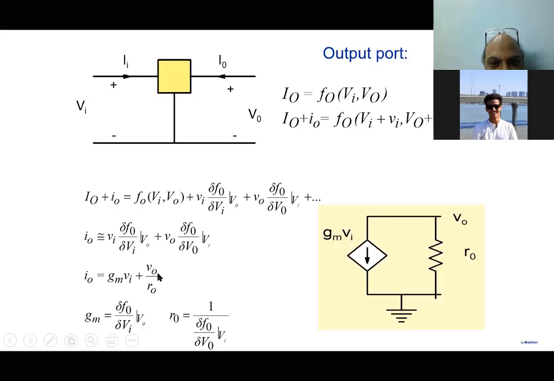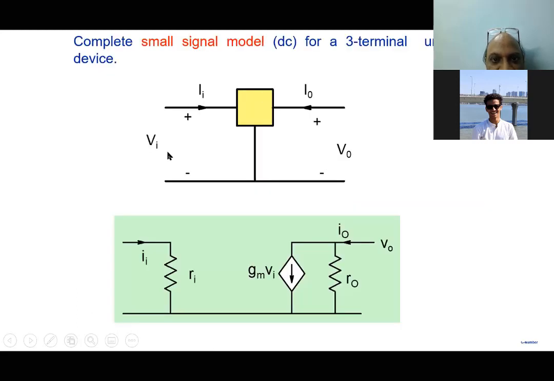So basically this one you can see here could be represented by these two elements. I0 is the current entering from here. The first term is GmVi, so we represent it by a voltage dependent current source here. The second term is V0 by R0, so we represent it by R0 here. So the complete small signal model of a three-terminal device is this one here. From the input side, a resistor Ri. From output side, GmVi and R0 here. So what it says is any nonlinear device that is given to you under small signal conditions would look like this, with some resistor here, some transconductance times Vi here, and some output resistance here.